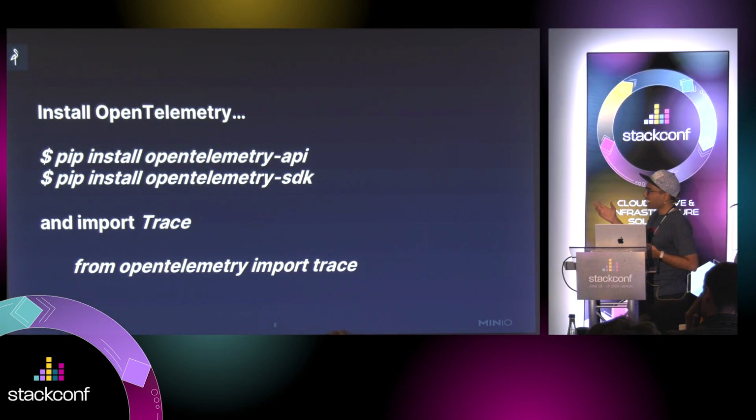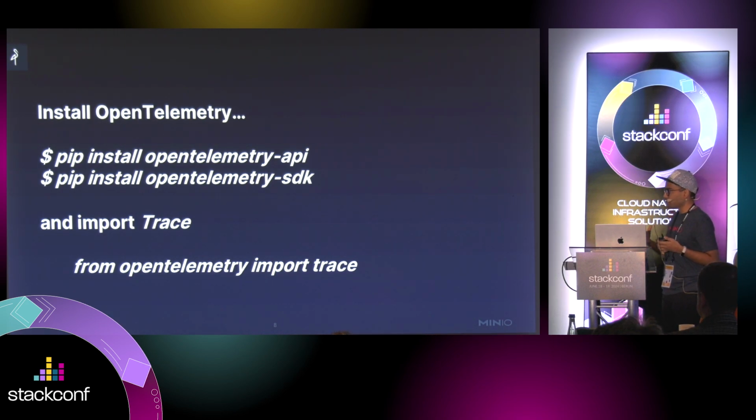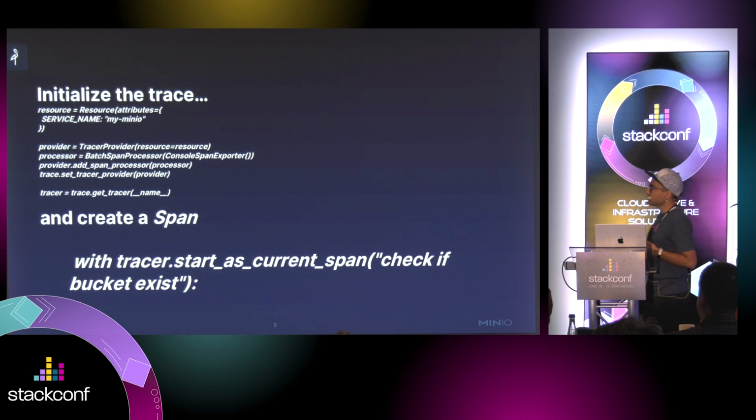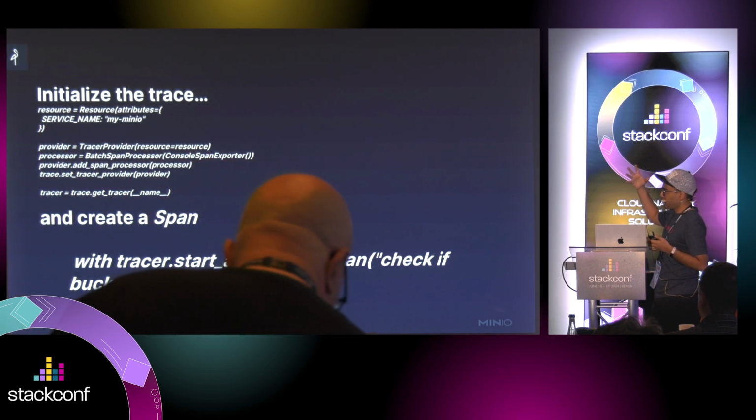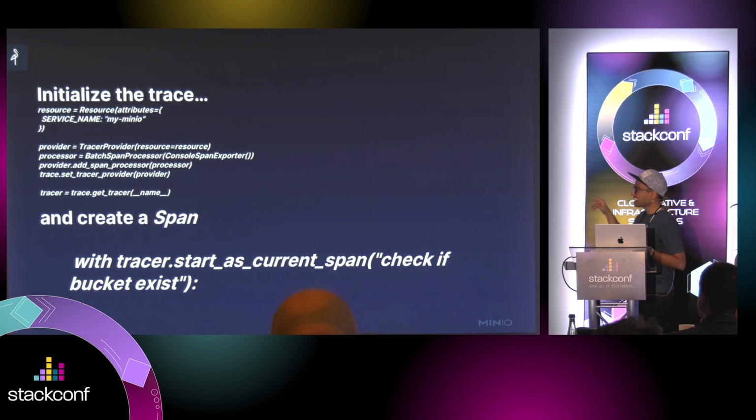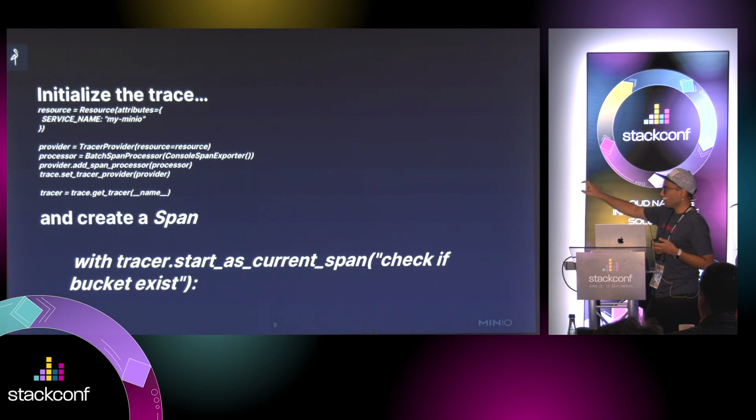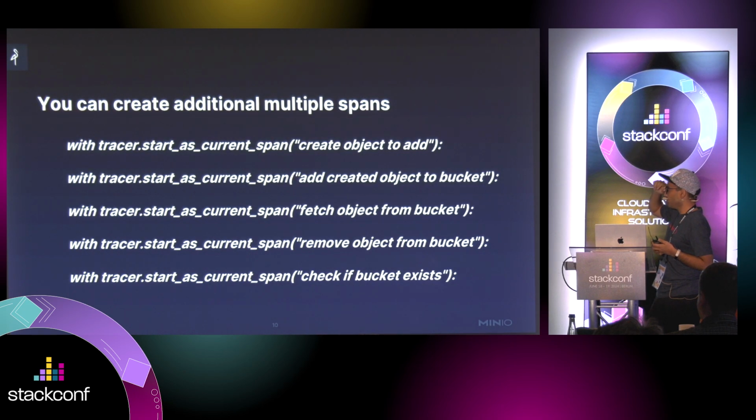There are many tools out there. I like to use OpenTelemetry because of its ease of use, and it has a lot of support for other tools as well, which I'll talk about in a second. Once I import OpenTelemetry, you just have to initialize it, which is some basic boilerplate code to get it up and running. Then you create what is called a span. Think of a span, in layman's terms, as a function you want to test, and you can have multiple spans for multiple functions, like adding an object to a bucket, removing, checking if it exists, and so on.